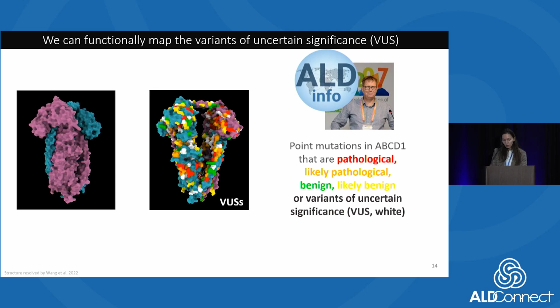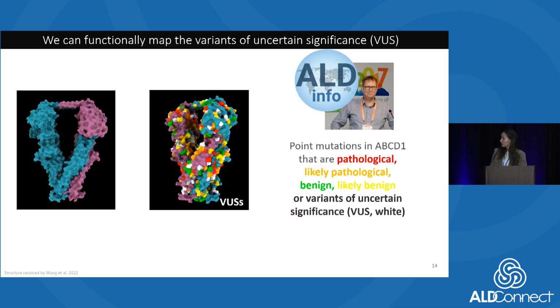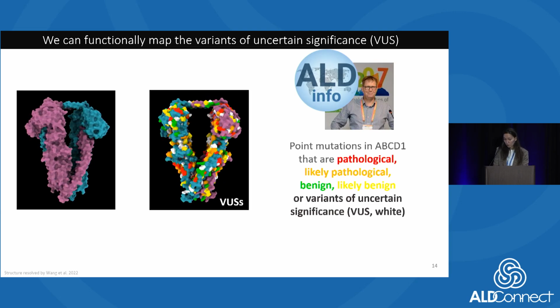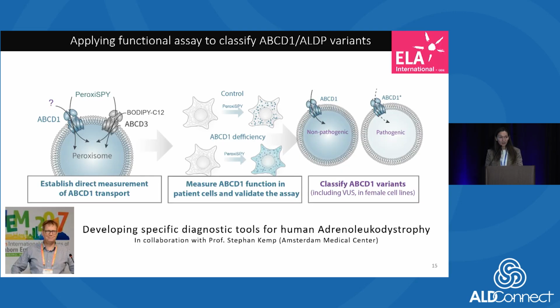So I think what we can do with this assay, and what we proposed less than a year ago probably, and we were generously funded by Ella, is to try to classify this variant of uncertain significance and potentially other variants in terms of function of the ALD protein.